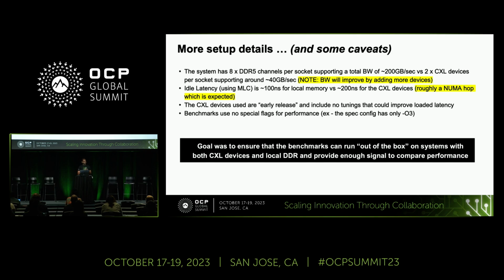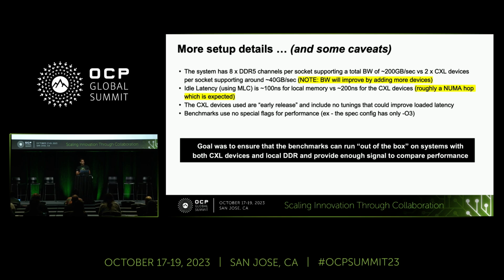So I added some more setup details, mostly caveats, because the numbers that I'm going to present have to be taken in context. This particular system has 8 DDR5 channels, so it's almost like 200 gigabytes of total bandwidth per socket, and then 2 CXL devices per socket, which is roughly around 40 gigabytes. And this can, of course, change based on the system vendors having more devices or smaller capacities per device. But I just wanted to make sure that people understood that when I show the results, it's 1/5 the bandwidth for the CXL devices. And that was not our intention, that's the system we got.